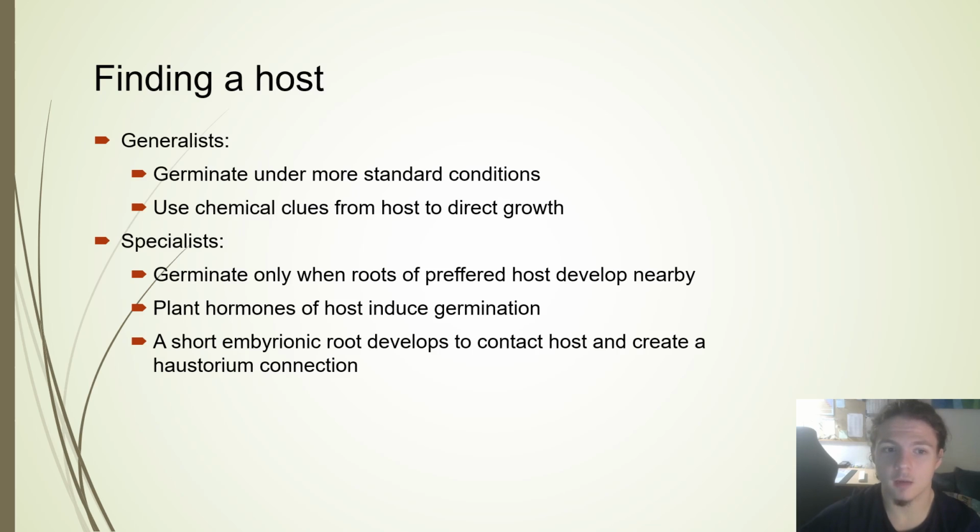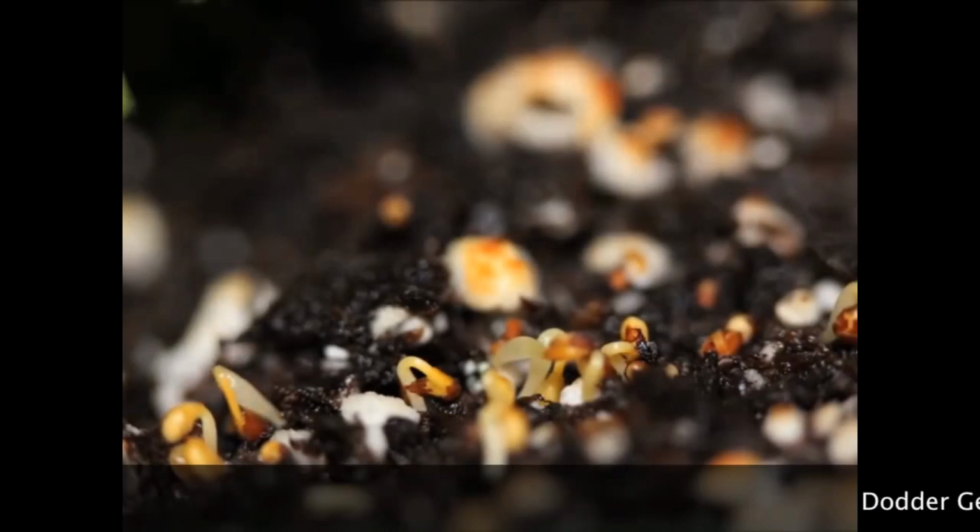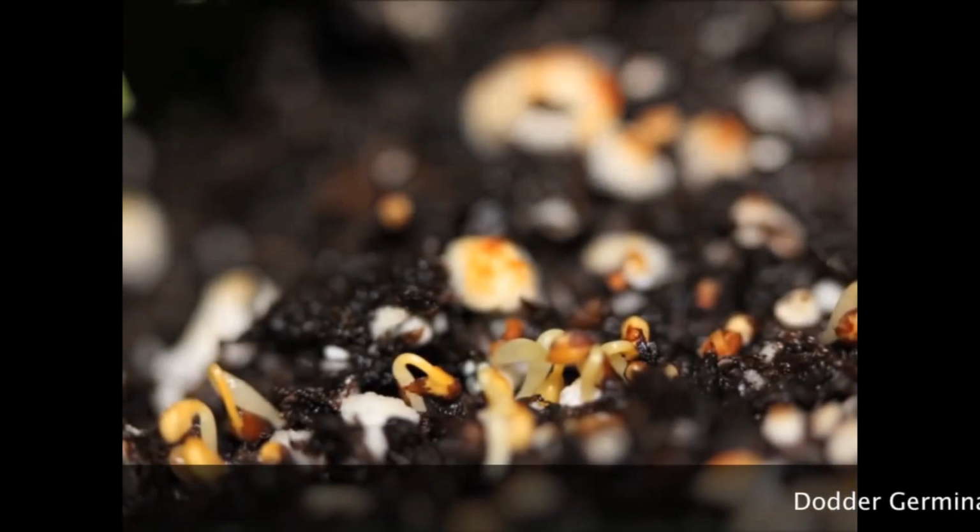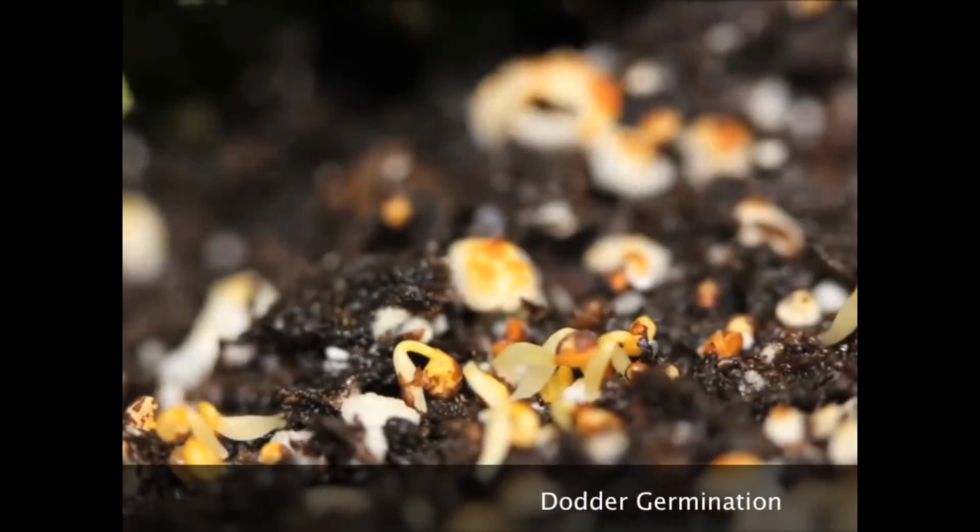Specialists, on the other hand, germinate only when certain conditions are met, like for example when certain hormones from their preferred hosts' nearby roots can induce germination. From this point on, an embryonic root develops from the seed and attaches into the host. The following time-lapse shows how the generalist dodder finds a host.